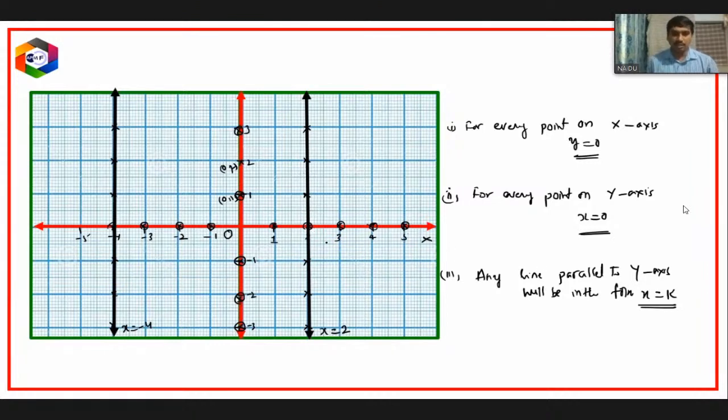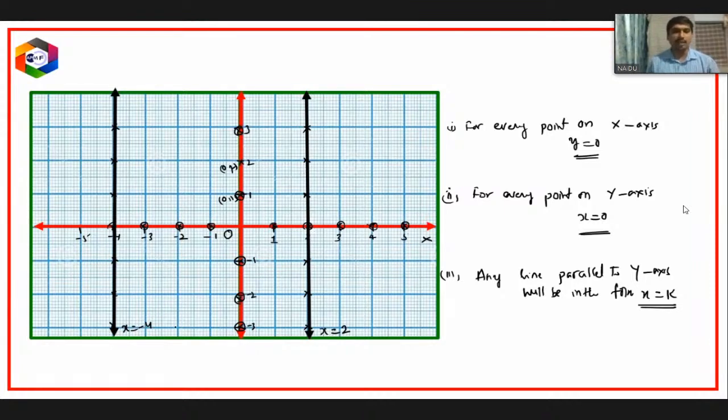So here the x distance is fixed for every point on this line. Therefore x equals 2 is its equation. Here k is 2. Here, if we observe, x equals -4 is the common property for every point on this line. Therefore, this equation is named x equals -4.